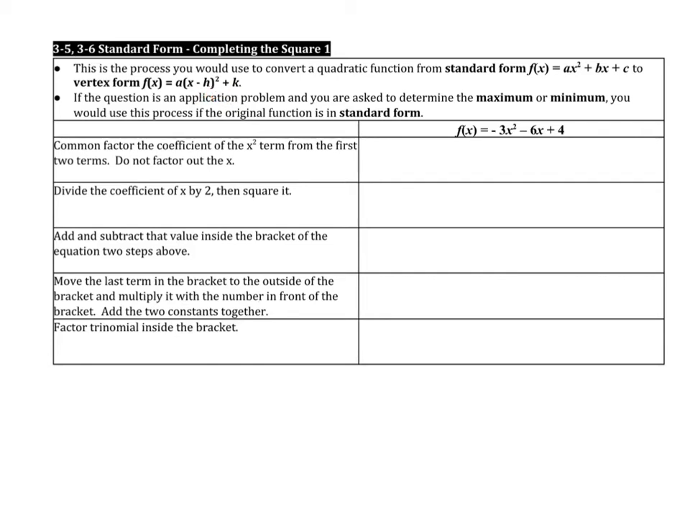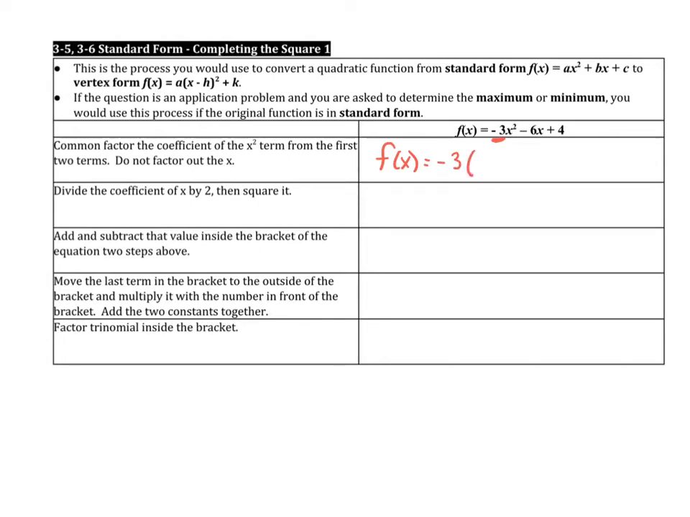So the first step is to common factor the coefficient of the x squared term, so that's the -3, from the first 2 terms only. Do not factor out the x and do not factor the third term. It's only from the first 2 terms. So what you're going to do is factor out that -3 from the first 2 terms.